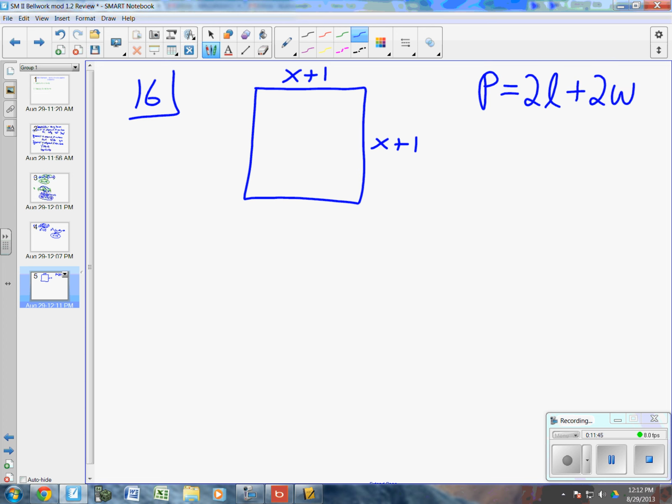Two lengths plus 2 widths, right? Okay. Because I have this length and this length right here. Lengths are opposite, widths are opposite, right? I know if this is a rectangle that opposite sides are congruent, right? So I know that opposite of x plus 1 is another x plus 1. And opposite that x plus 1 is another x plus 1. So this makes it a square, doesn't it? Since they're all the same.